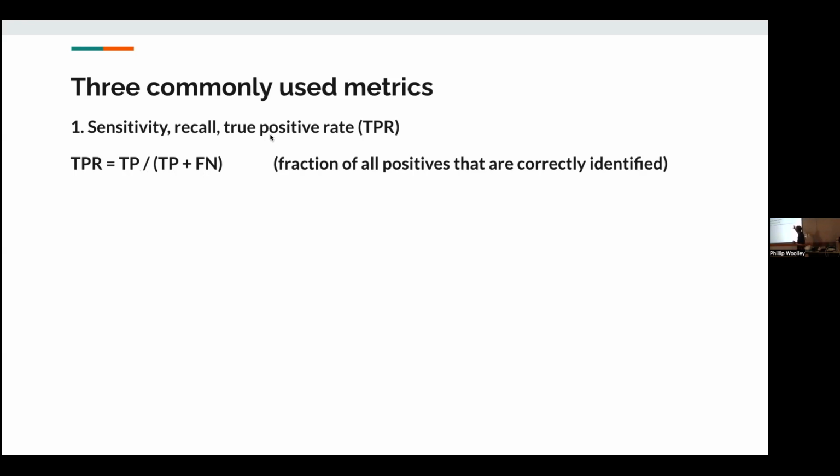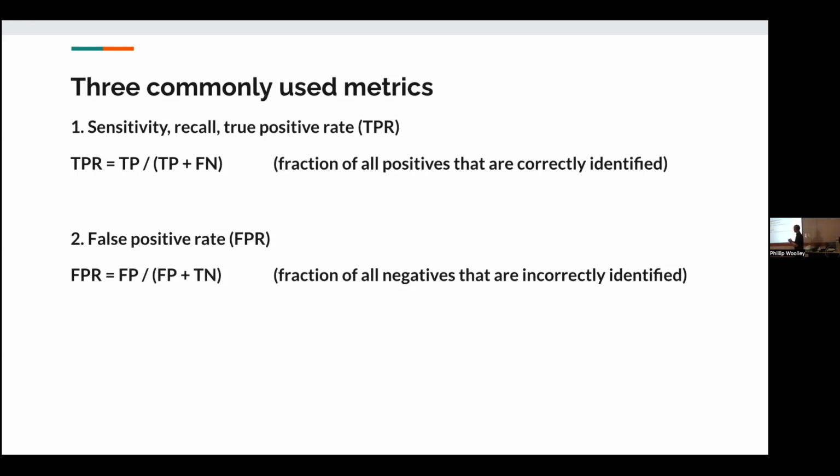So fraction of all positives that are correctly identified. And that's why it's called the true positive rate. So that tells you something about how good you are at finding the things that you want to find. And that's why it's also called sensitivity or recall, right? Recall is, are you actually finding the things you're looking for? Obviously, you want this to be as high as possible.